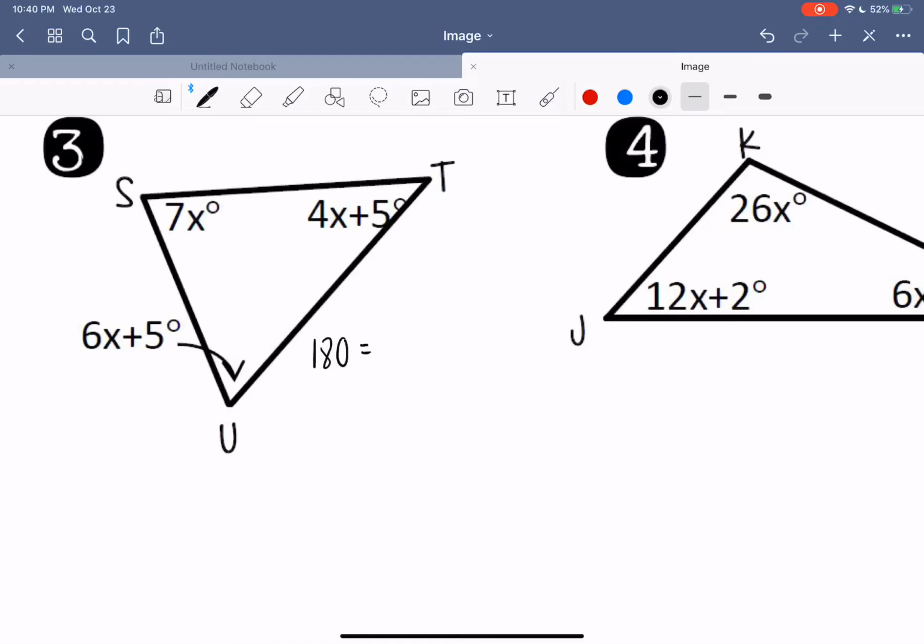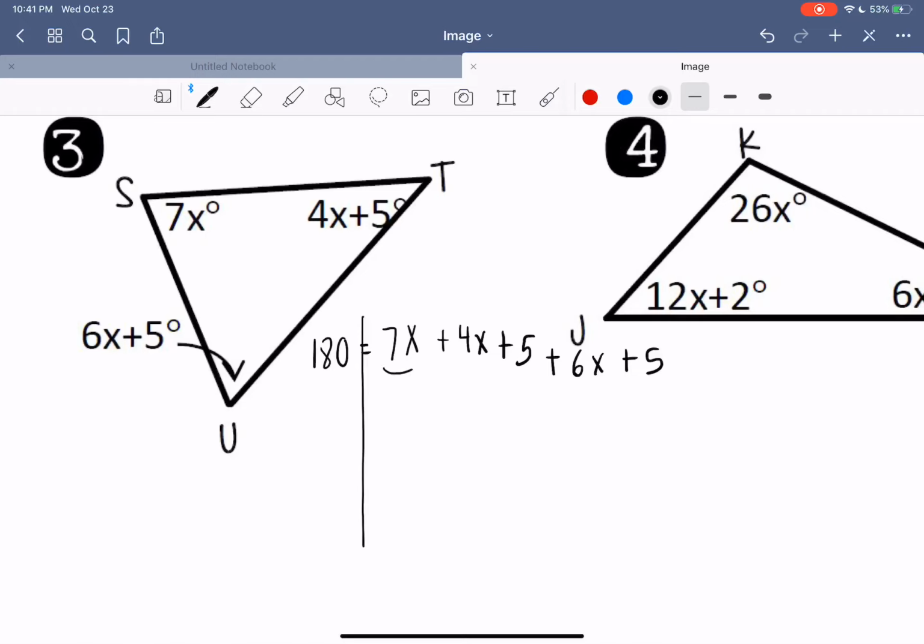So, since we only have variables, we're going to have to take our interior information, 7x plus 4x plus 5 plus 6x plus 5. And then I'm going to have to do the same thing I did with the other one, except the variables just look a little different.